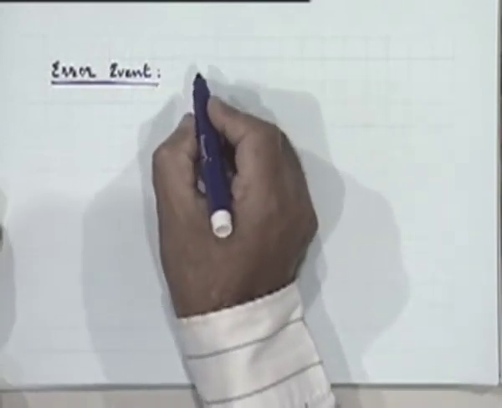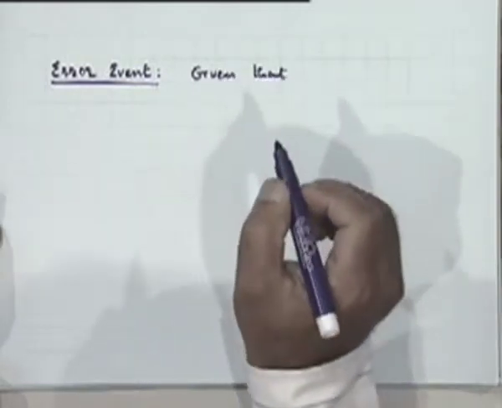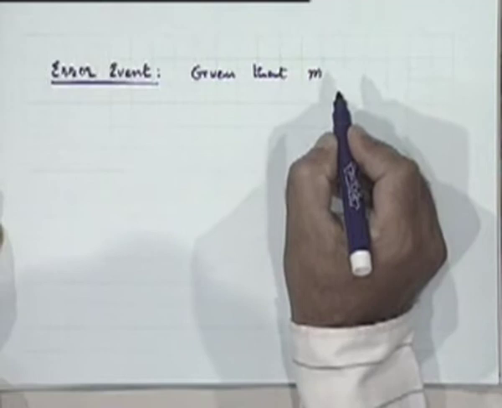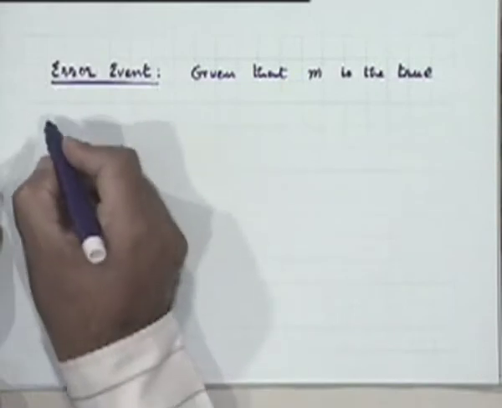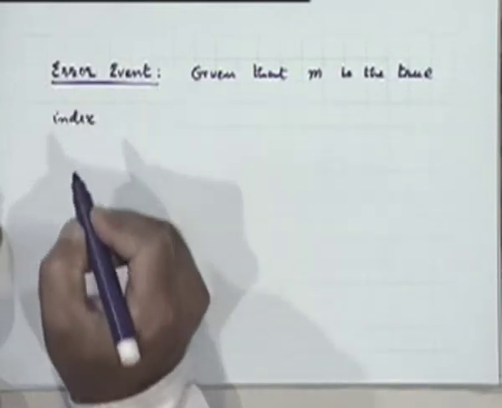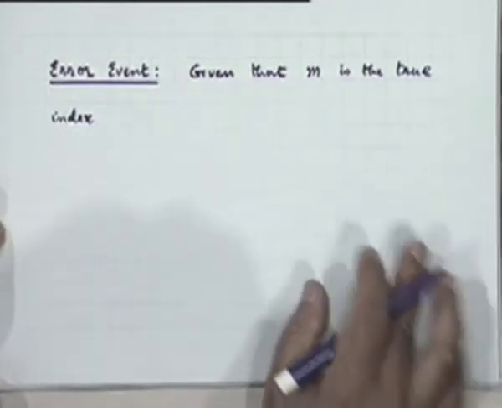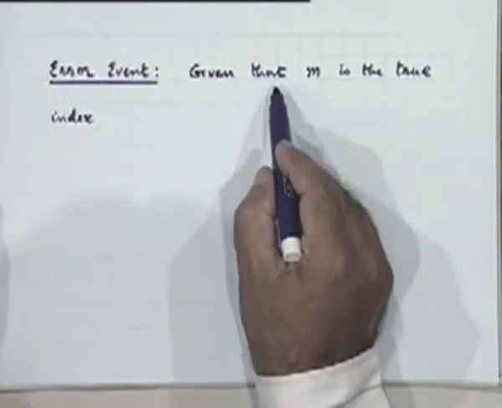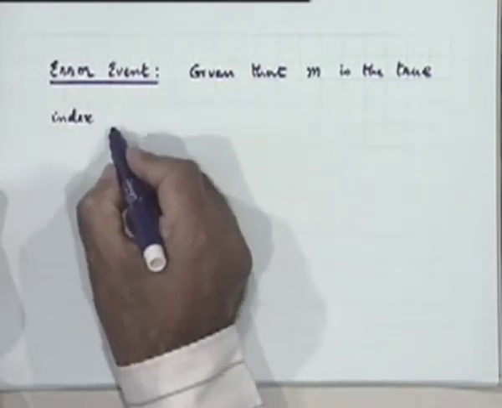The error event in this case is described as follows. Given that, let's say, a particular symbol M is a true index. I'm slightly changing the notation now, because earlier M was denoting the match filter output corresponding to the M match filter. But I'm now simplifying the notation, saying given that M is the true index, the transmitted index, right? The error event is that some other match filter output exceeds the match filter output corresponding to this index, right?